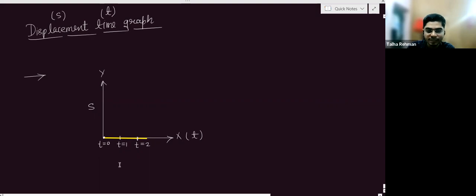So from this graph, we can conclude that the body is at rest. The body is not in motion because the displacement is not changing with time. Is it or not?